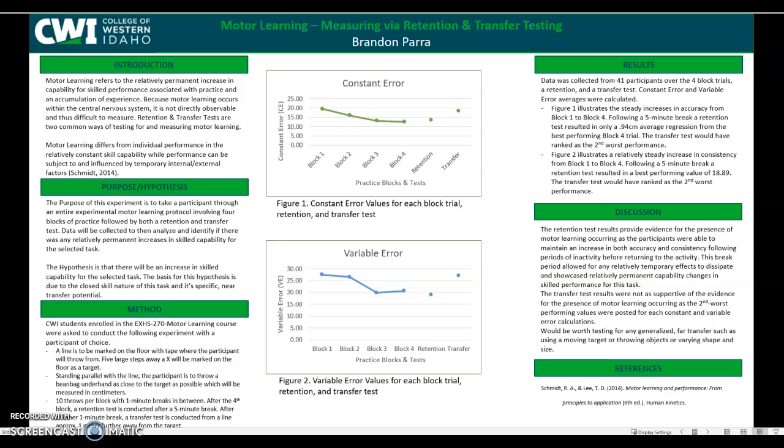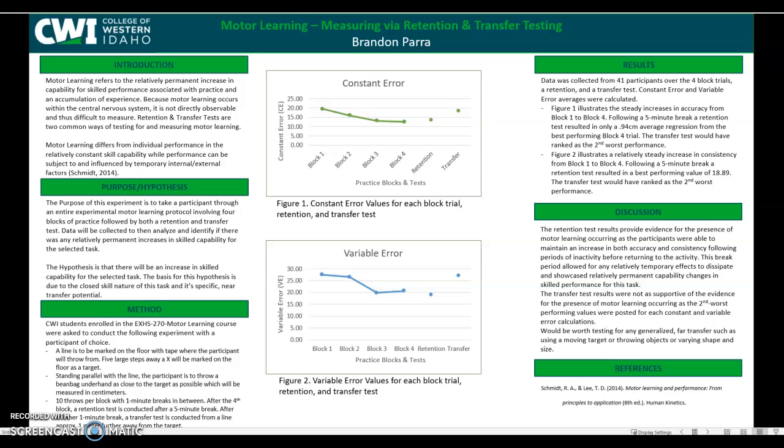Because it does occur internally, it's often difficult to observe and thus difficult to measure. The application of retention and transfer tests are two common ways of testing for and measuring that motor learning is occurring. And it is useful at this point to differentiate motor learning from individual performance, and that motor learning is closely tied to that capability of skilled performance.